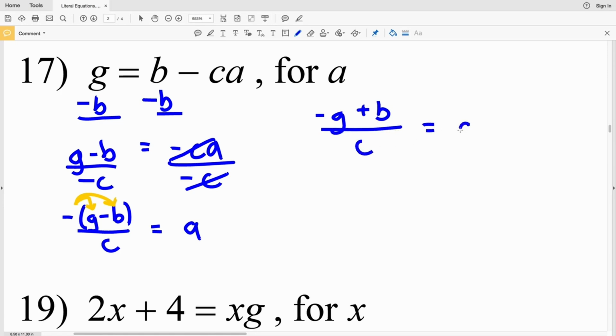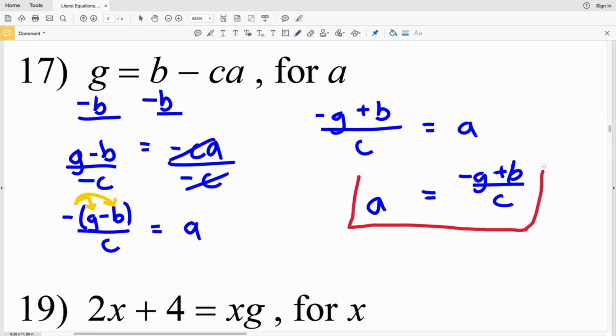c equals a. And I'm just going to rearrange this and put a on the left-hand side and say that's equal to negative g plus b all over c. Again, with addition, order doesn't matter, so you could also say b minus g or b plus a negative g all over c.